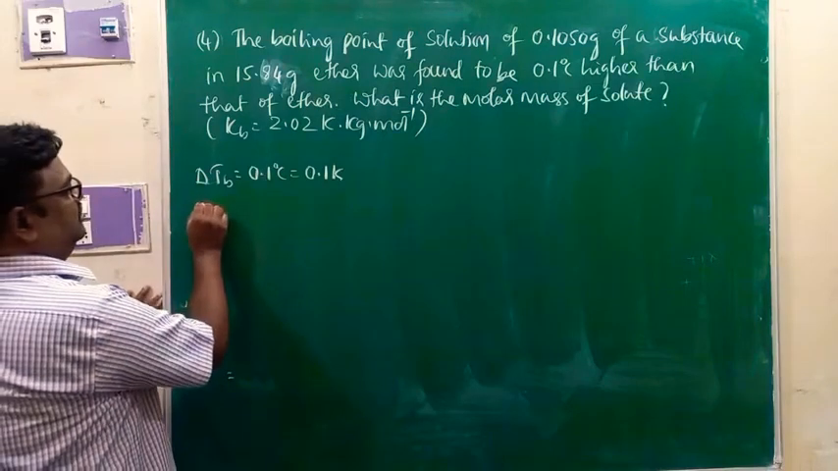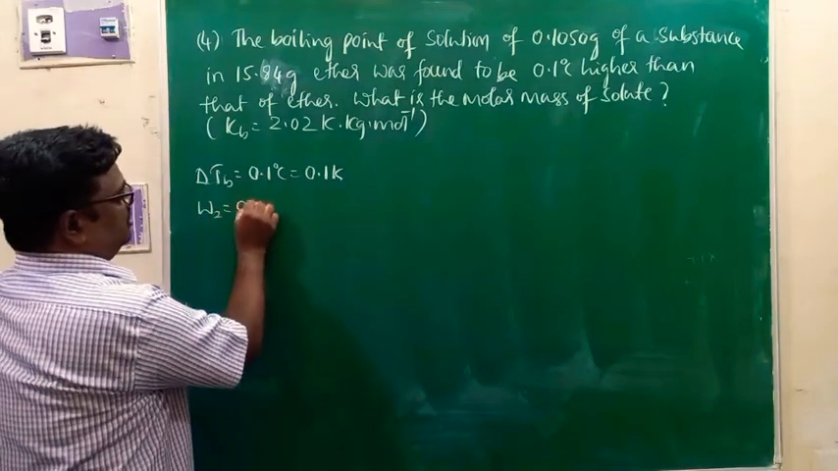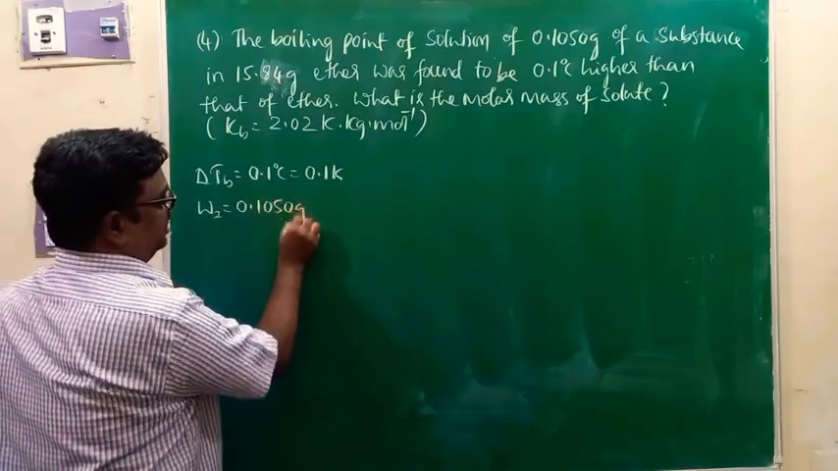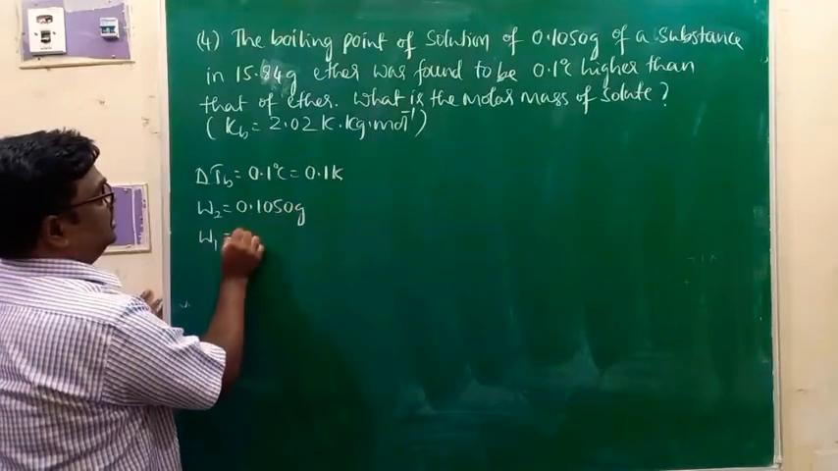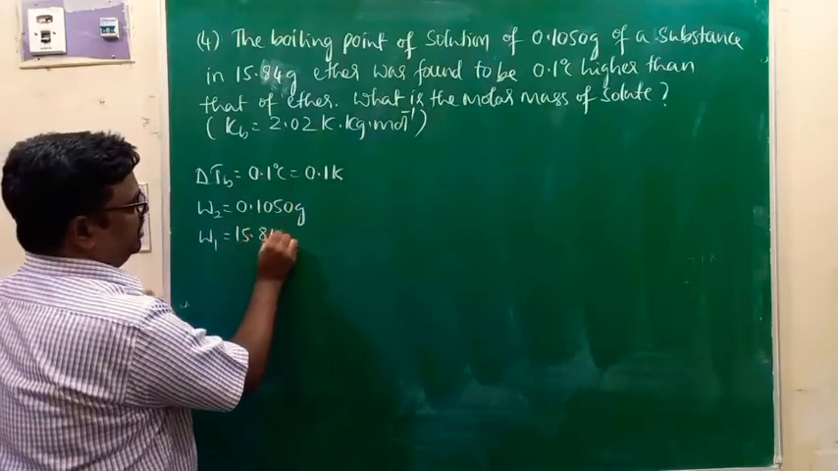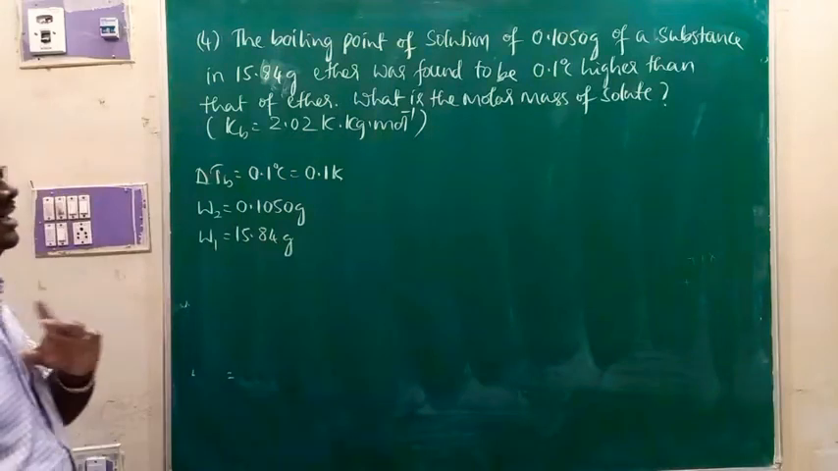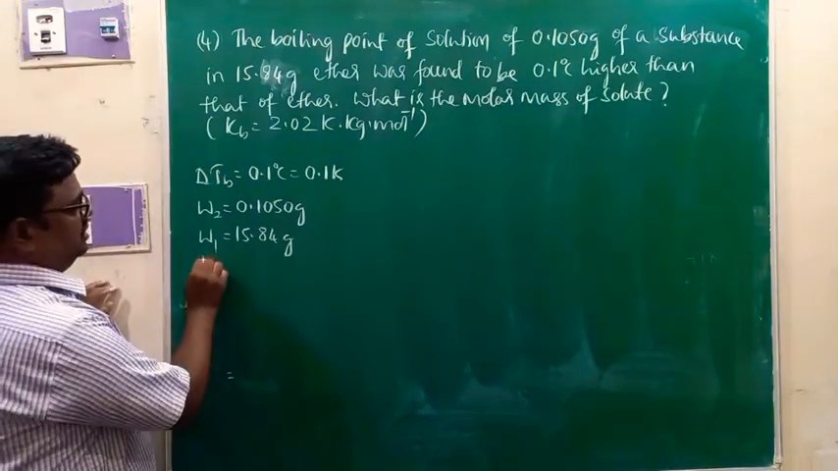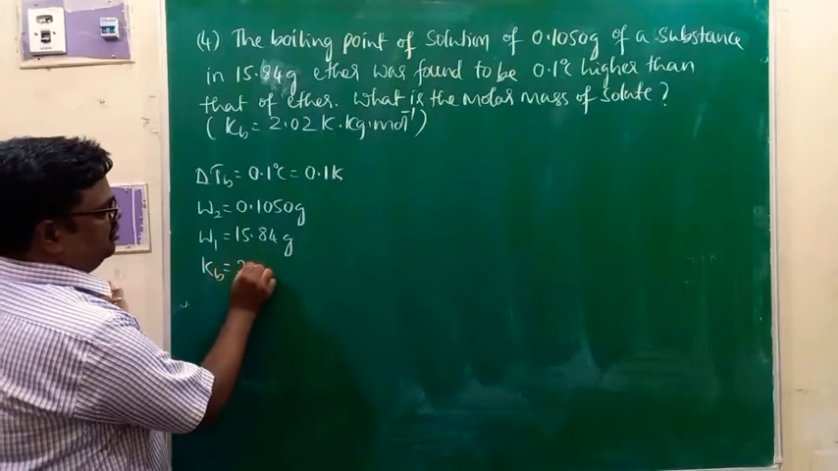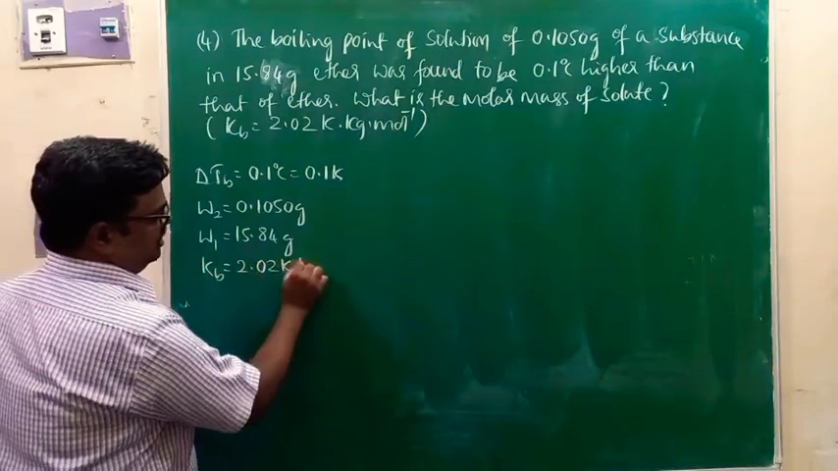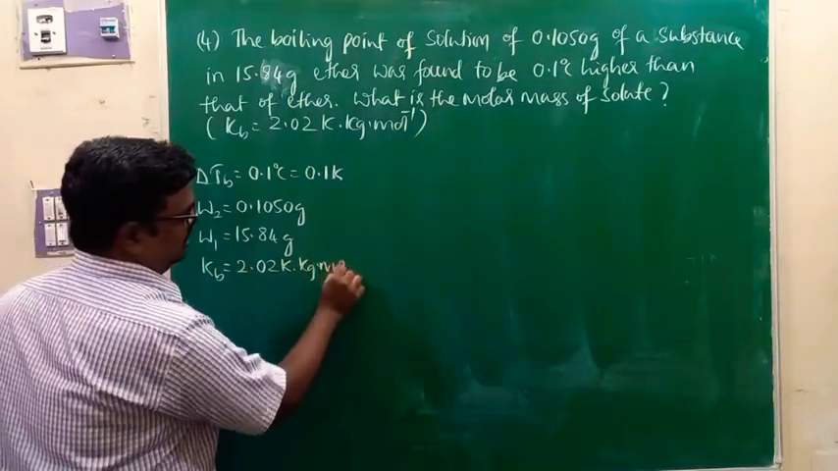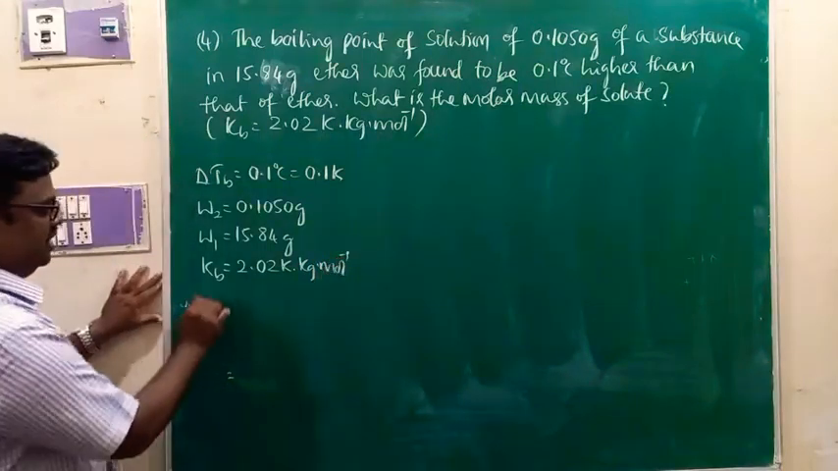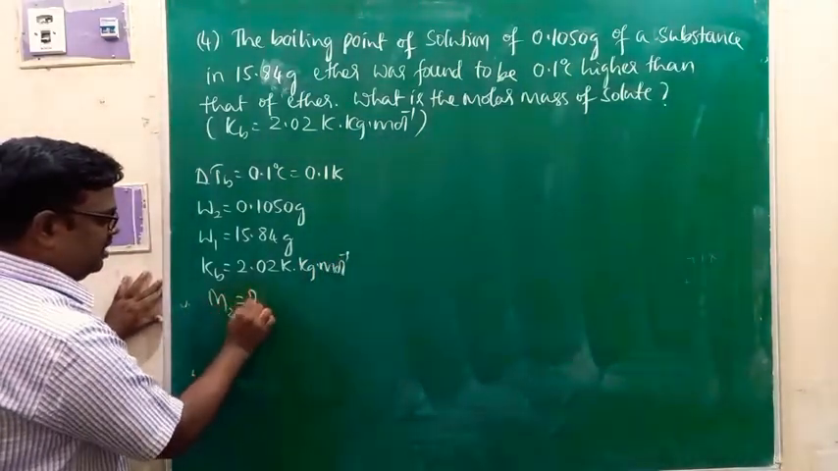And mass of solute is 0.1050 grams. Mass of solvent is 15.84 grams. Kb is of course 2.02 kelvins kg per mole. And you are supposed to calculate the molecular mass of solute M2 there.